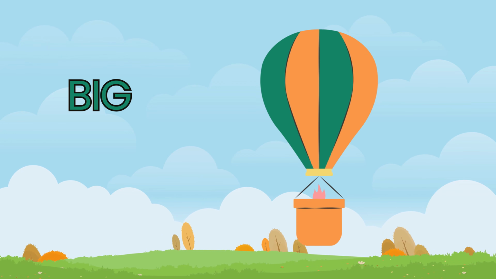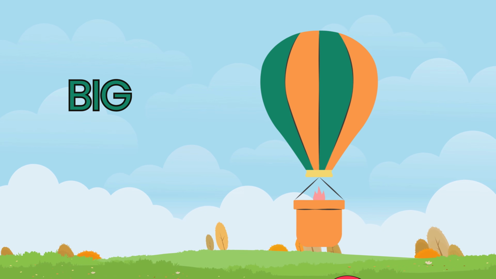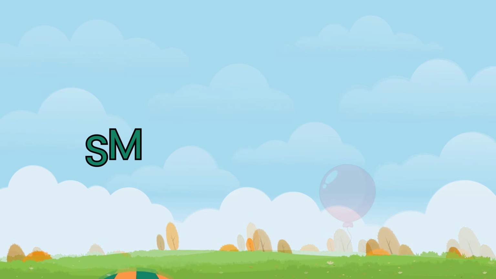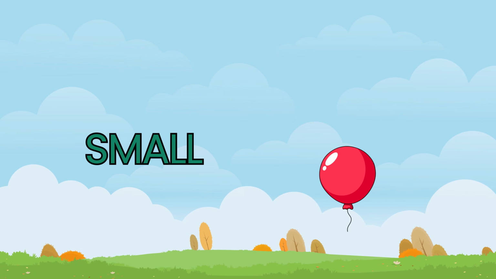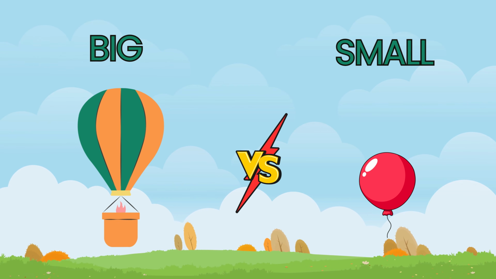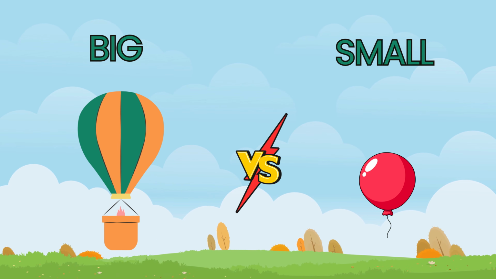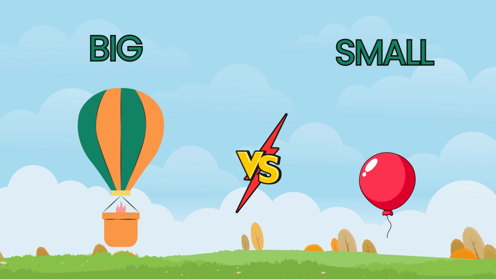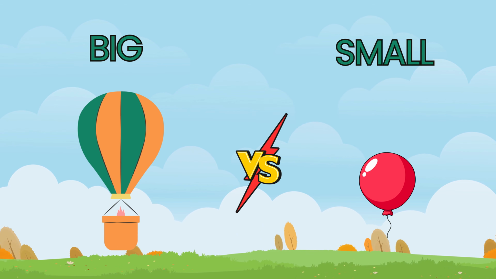This is a big balloon. Big. This is a small balloon. Small. A big balloon and a small balloon. The opposite of big is small.